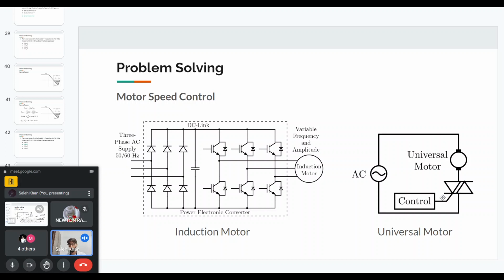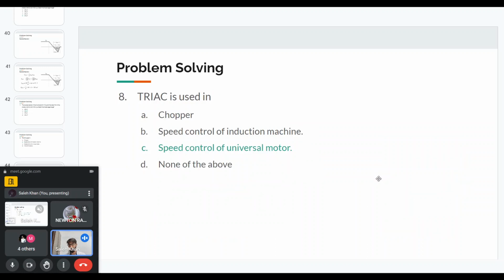But in a universal motor speed control, the universal motor basically works on AC as well as DC. So we have an AC input, and based on what voltage we require, we can use a triac, and we can control the triac because the voltage can be positive as well as negative. That is why we have to use the triac, and the current can also be positive as well as negative. So basically, in a universal motor control, we can use a triac. So the answer to this question is C, the speed control of a universal motor.